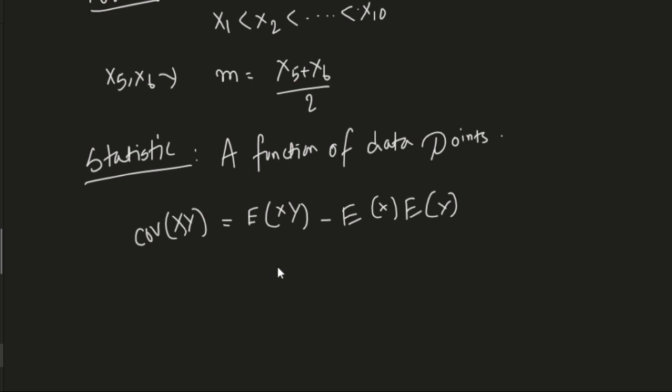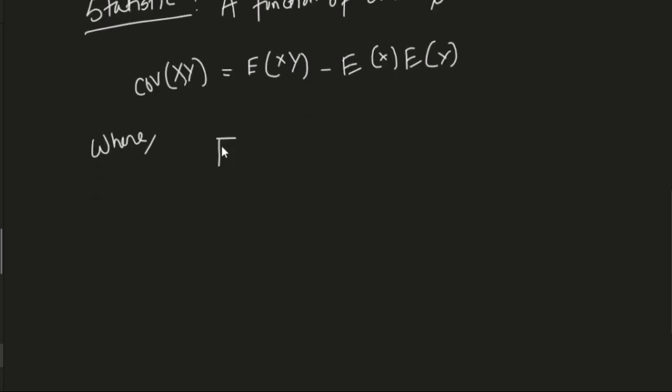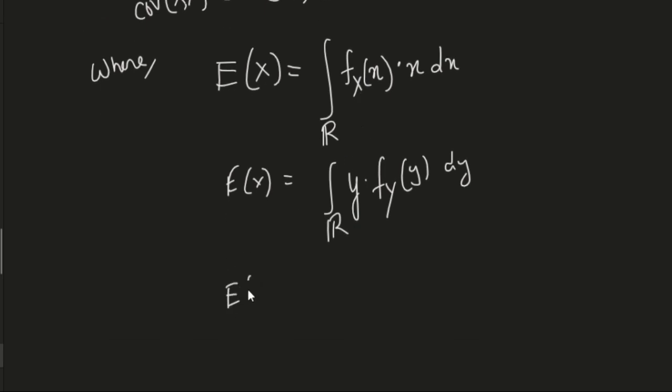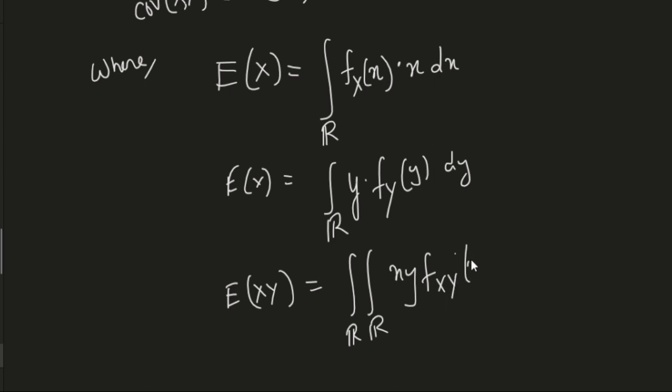so covariance of x comma y would be E of XY minus E of X into E of Y, right? Where E of Y is defined as integral over all R, y into f of y dy, and E of XY on the other hand is basically a double integral, where f_XY(x, y) is the joint distribution of x and y.